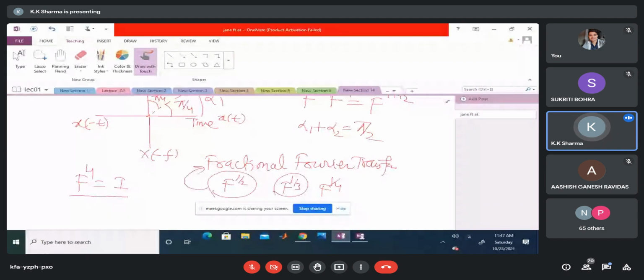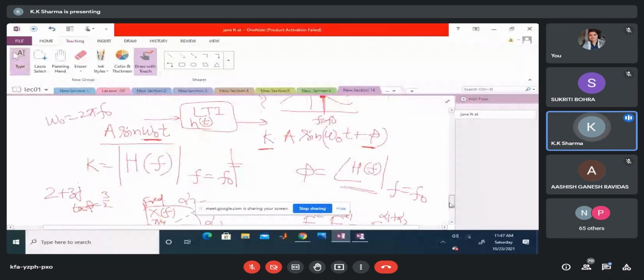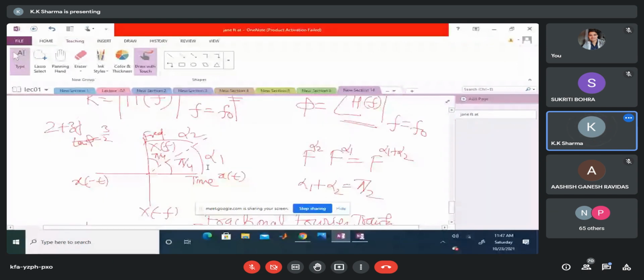If f to the power 1 is your conventional Fourier transform, and this conventional Fourier transform satisfies this relation, f to the power 4 is equal to the identity operator. But we can also define any arbitrary operator corresponding to any general angle alpha. And the general definition, or the integral definition, of this fractional Fourier transform is something like this.